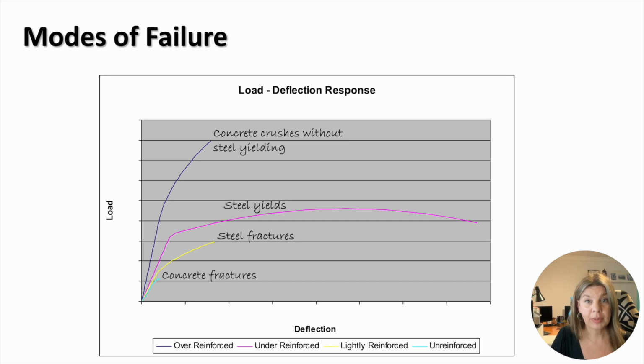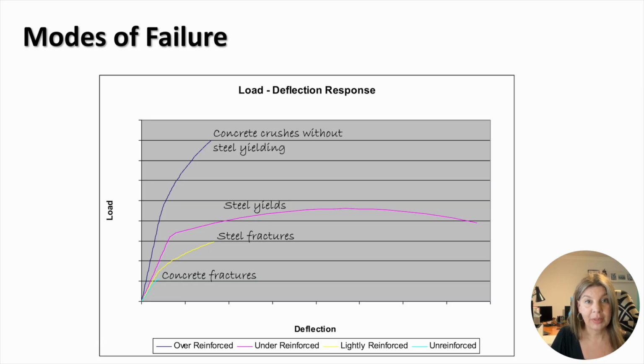The unreinforced beam will fail suddenly at a very low load, with small deflections by fracture of concrete starting from cracking in the tension zone. The lightly reinforced beam will fail by fracture of steel at a low load and small deflections. The under-reinforced beam will fail at a larger load by yielding of steel. As you can see, this beam will fail in a ductile manner with very large deflections.